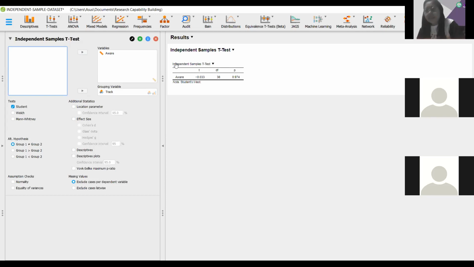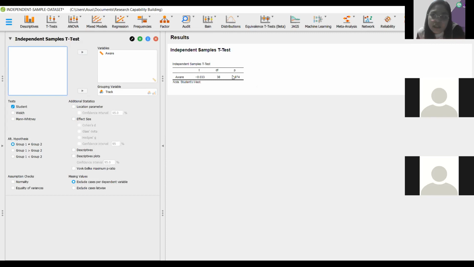Later, if I still have time, I will discuss what we mean by the t-score. And then the df is the degree of freedom. The degree of freedom is the number of data that can vary from each other.